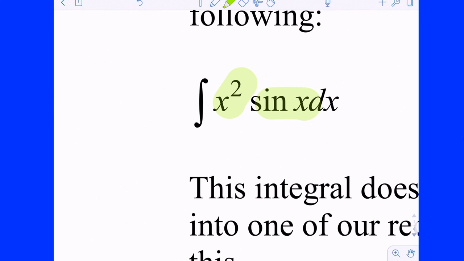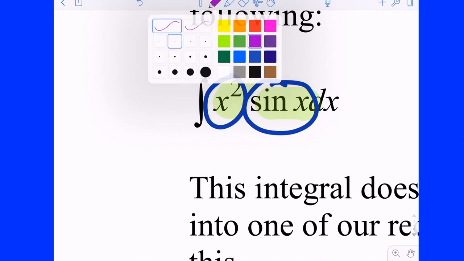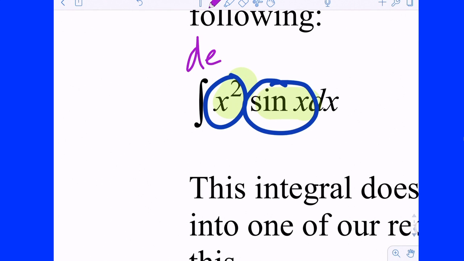And here's the telltale sign. You have one function that's a polynomial. If you have a polynomial factor, that's going to be one of the giveaways. And the other factor is typically either a sine or a cosine or an exponential, but it doesn't have to be. Basically, one of those factors is one that you know how to take the derivative of, and you know how to find the integral of the other. In this case, you know how to find the derivative and the integral of both x squared and sine of x.